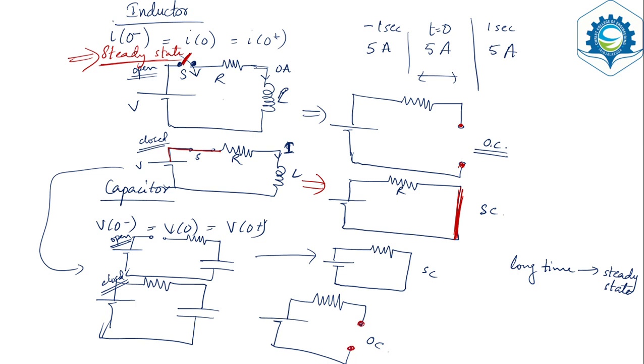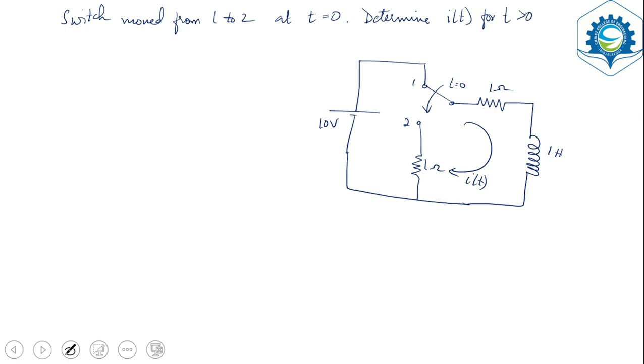Okay, if it was in steady state, it will act as an open circuit. Now let us do two problems related to these topics. In this particular question, the switch is moved from position 1 to 2, and we are assuming that in position 1 it was in steady state, and at t equal to 0 the switch is moved to position 2. What will be the value of I of t? We need to find out the value of I of t.